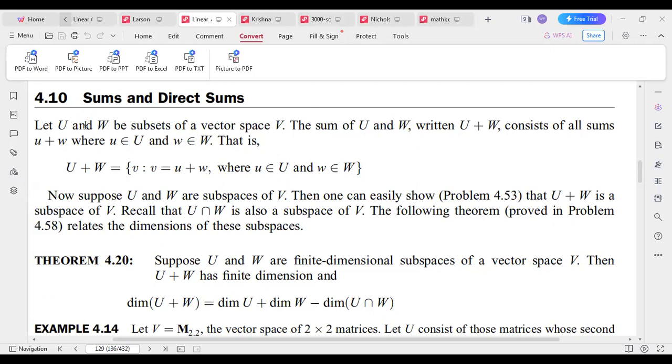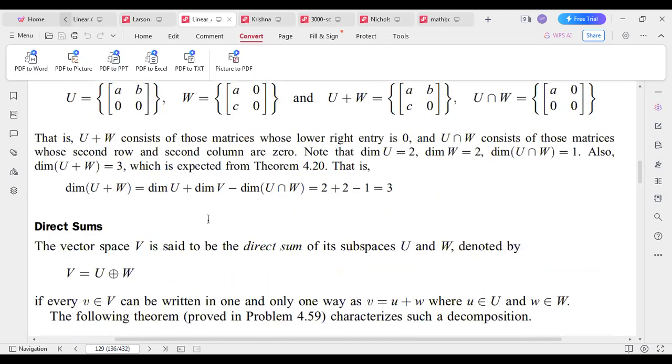Remember that U and W are subsets of the vector space. Now suppose that U and W are subspaces of V, then one can easily show that the sum U plus W is a subspace of V. So now what will be the direct sum?